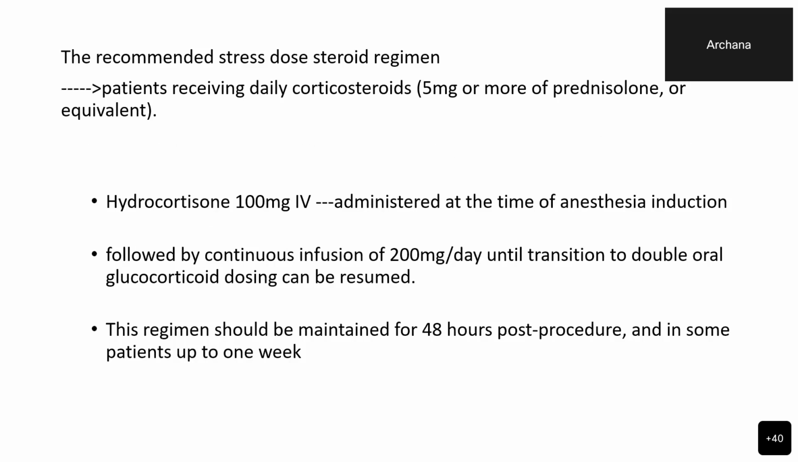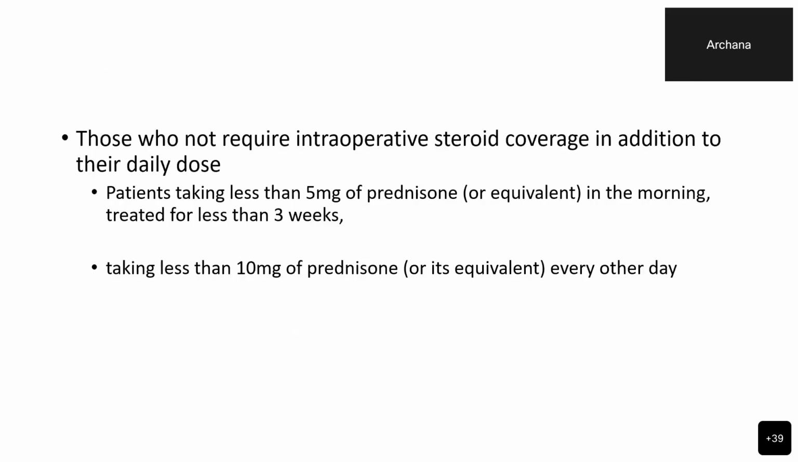The recommended stress dose regimen for patients receiving daily corticosteroid of 5 milligram or more of prednisolone or equivalent is hydrocortisone 100 milligram IV administered at the time of anesthesia induction, followed by continuous infusion of 200 milligram per day until the transition to double oral glucocorticoid dosing can be resumed. This regimen should be maintained for 48 hours post surgery and in some patients up to 1 week.